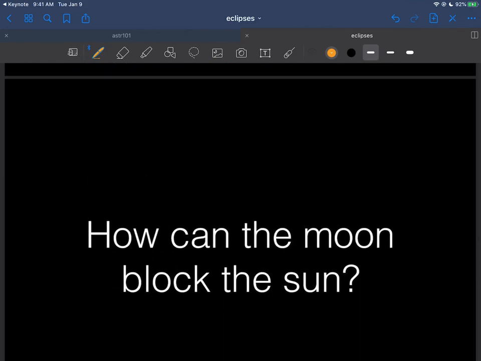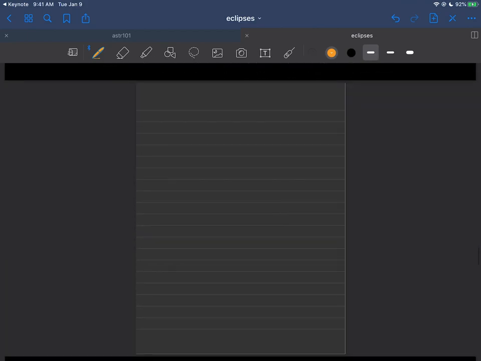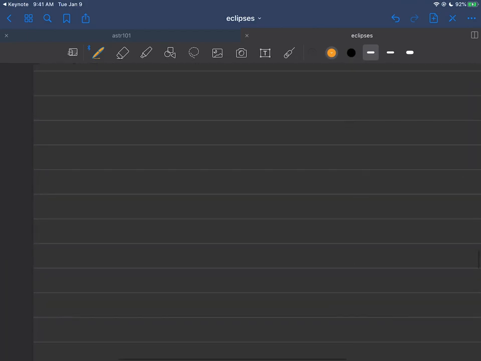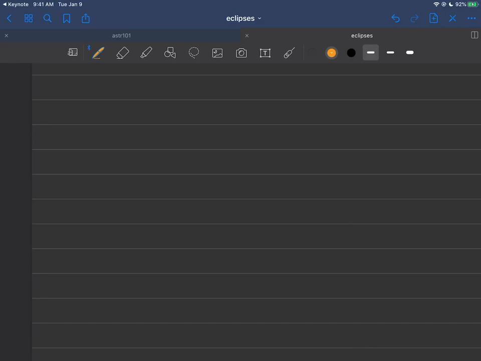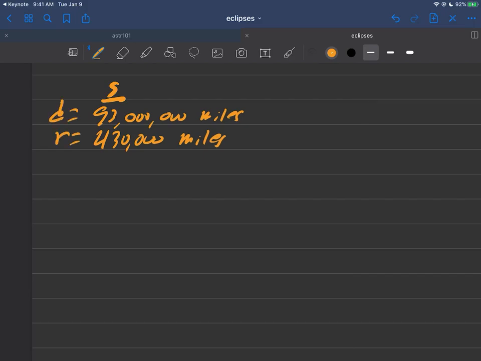So I just want to address how it is that the moon can even block the sun. Well, it sort of goes like this. Just let me put a couple numbers up here. The sun here is about 93 million miles away from the Earth, and it has a radius of about 430,000 miles. So this is the distance, and this is the radius here.